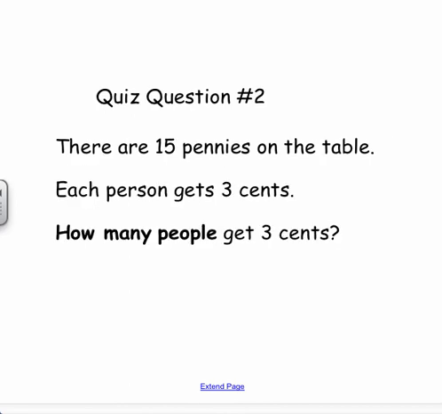Quiz question number 2. There are 15 pennies on the table. Each person gets 3 cents. How many people get 3 cents? All right, this is another one where you don't know the number of people. That's your job to figure it out. How many people would be able to get 3 cents? Again, show your work and write your answer and label it with a unit.